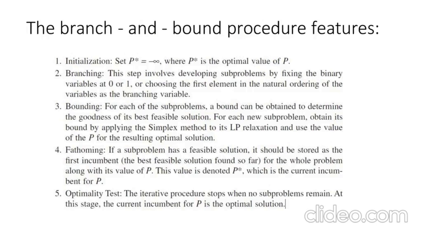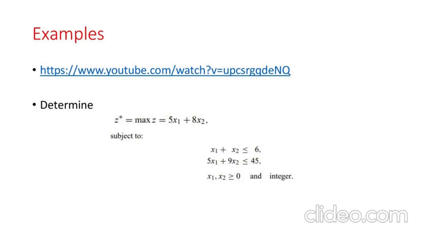The branch and bound procedure is what we are going to use in this. First we have to initialize P x to infinity. P x is the optimal value of the p function. Next we have to do branching, which involves two variables, one is 0 and one is 1, and bounding. For each subproblem a bound can be obtained to determine the goodness of the best feasible solution. So an optimal test is required. The iterative procedure stops when no problems remain at this stage, and the current incumbent of P is the optimal solution. So until the output becomes optimal, we have to repeat the procedure.